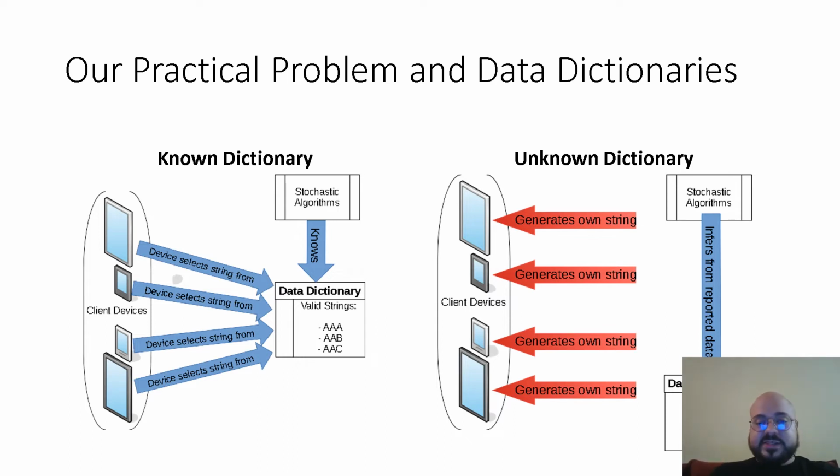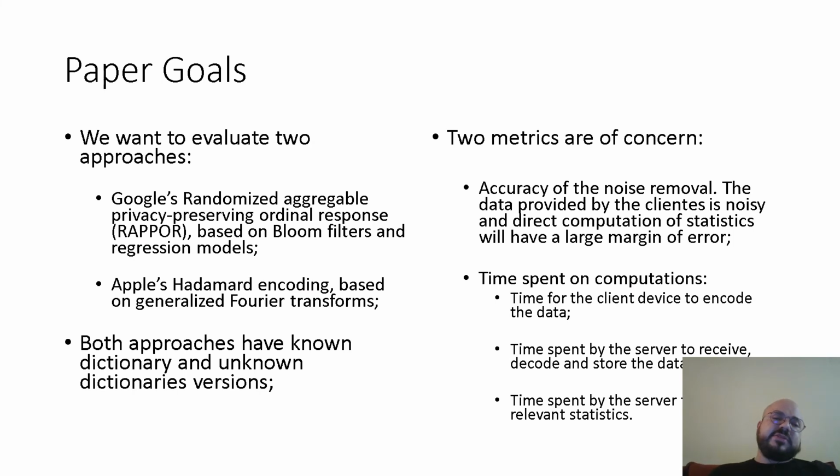This data dictionary must be inferred using statistical analysis. It can't just be an accumulation of received reports. We want to evaluate two approaches. Google Rapport, which encodes data on the client device using Bloom filters. Those filters insert hash collisions on the data to make it noisy and prevent an attacker from parsing it.